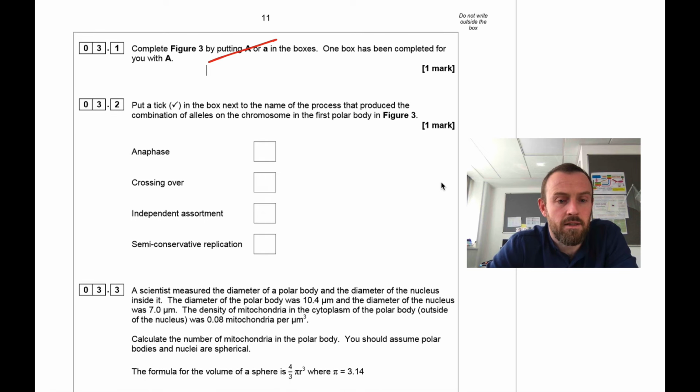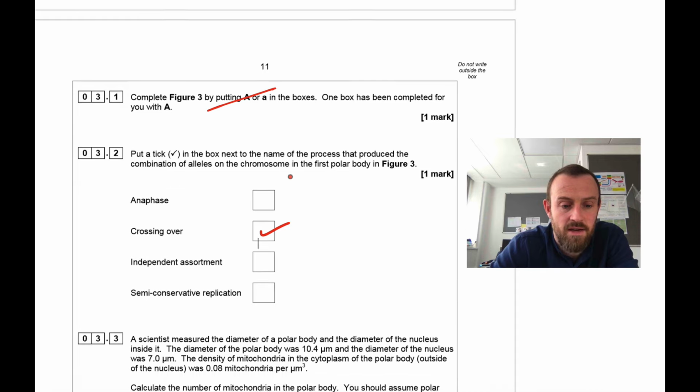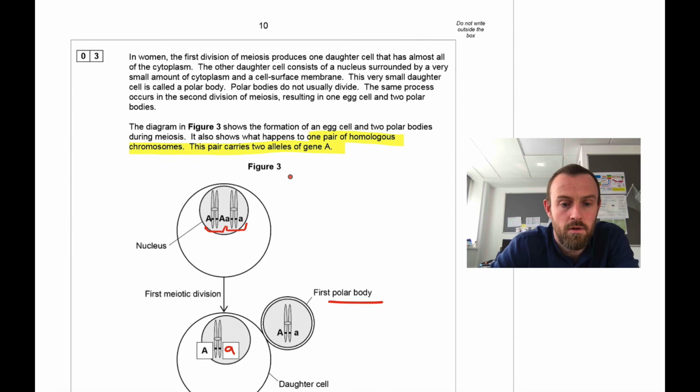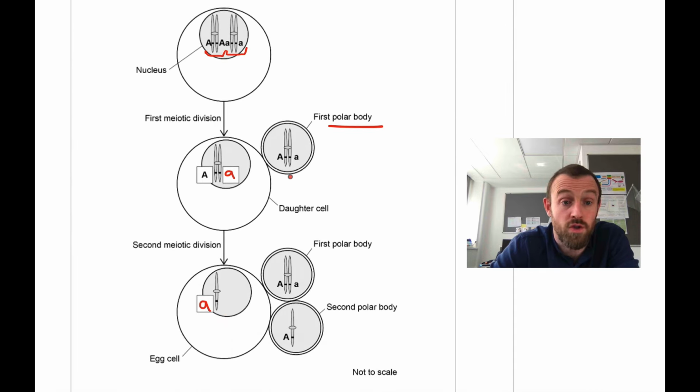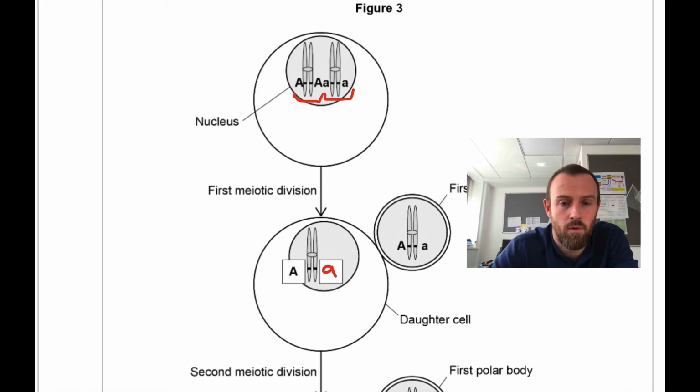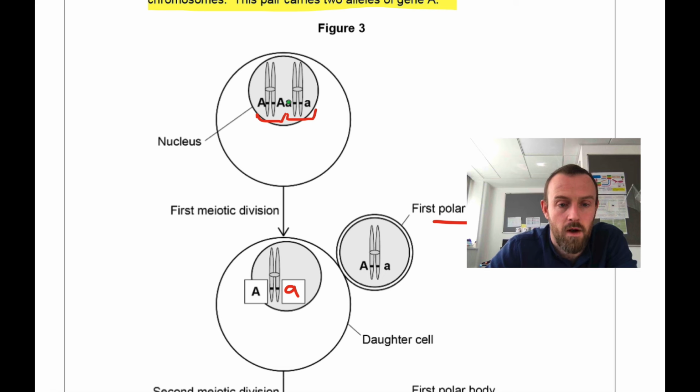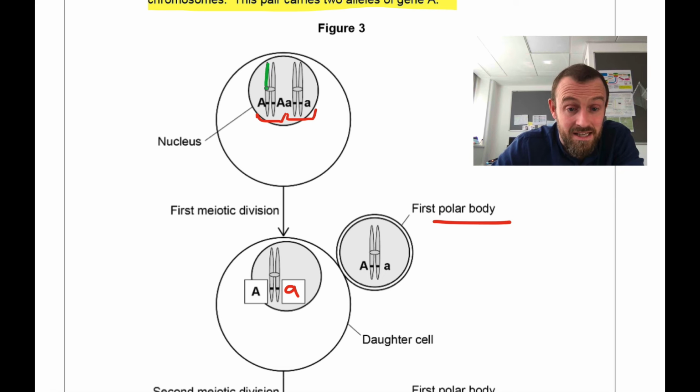3.2. Put a tick in the box next to the name of the process that produced the combination of alleles. We've already talked about this, so this is crossing over. Crossing over is where we have an exchange of alleles between non-sister chromatids. This is a definition that people always get wrong, by the way, so don't feel worried if you're struggling with this. These two, I'm going to colour them in green, those 2 chromatids on the same chromosome, are called sister chromatids, and they have the same alleles.